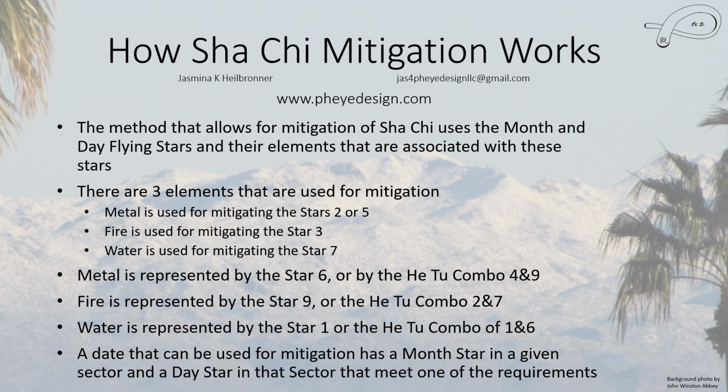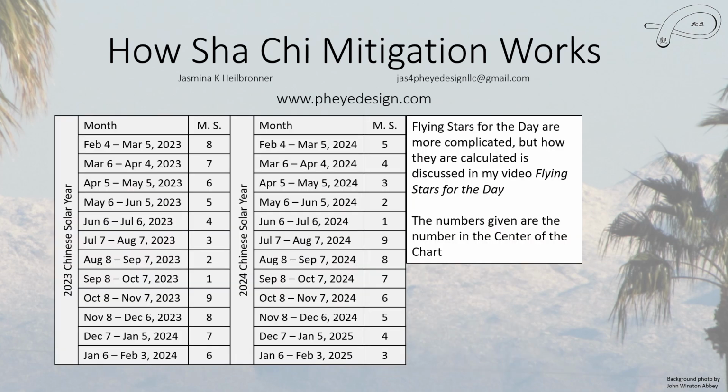Now, the date that can be used for mitigation happens to have in a single sector the month star and the day star, let's take it for the 2 and the 5, either both the month star and the day star in that sector that you're trying to mitigate is 6, or one is 6, one is 4 and the other is 9, and it doesn't matter which way. This will become clearer because I'm going to show you some examples.